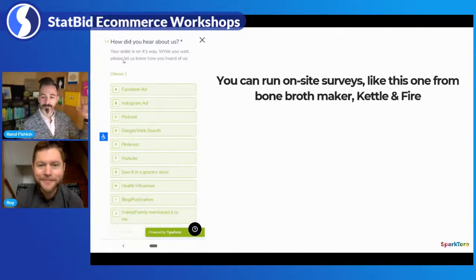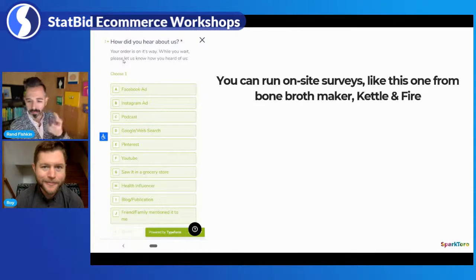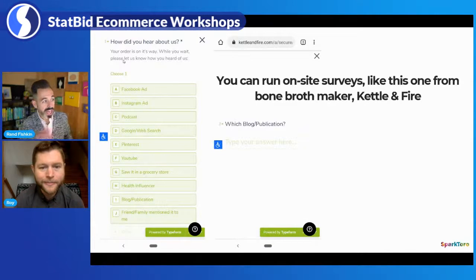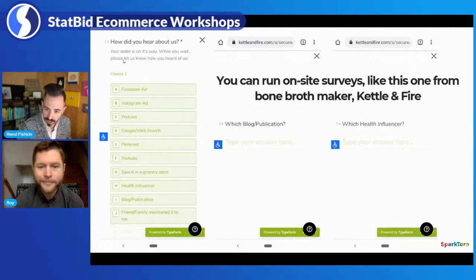So when you go and check out on their website, you get this pop-up from Typeform. This was on my Android device, but it asks you questions like, how did you hear about us? Which publication, which health influencer talked about us? Quite useful data for them. If they can get this at scale from many customers, they can start to figure out their marketing attribution, even on hard or impossible to attribute channels like podcasts, right?